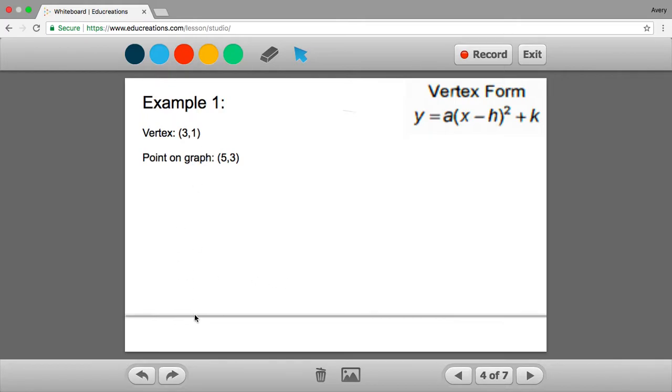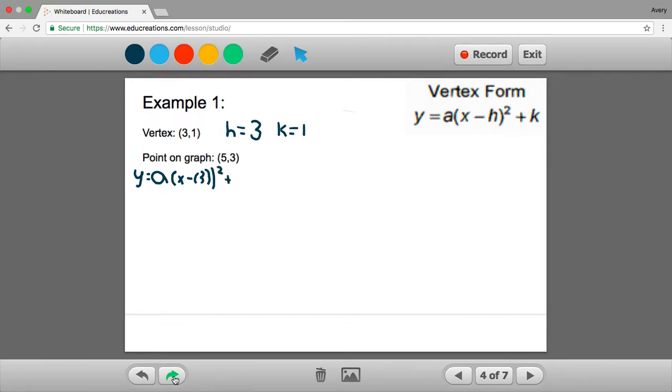So first we have to find our h and k. Our h is going to be 3 because our vertex's x point is 3, and our k is going to be 1 because our vertex's y point is 1. So now we need to write our equation, which is y equals a times x minus 3 squared plus 1. This is because our h is 3, which we plugged into the vertex form to give us this, and we did the same thing for our k.